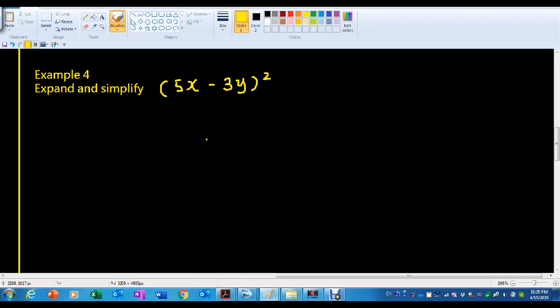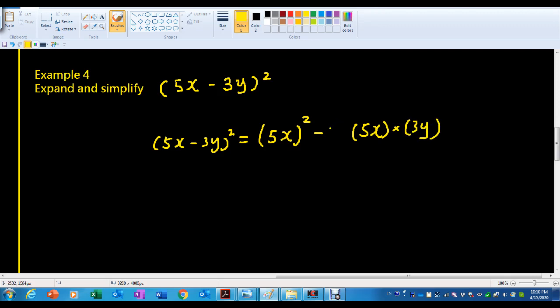Okay, so again, for this one, remember you need to square the first term, but there are two numbers in the first term, so you need to bracket them, square, minus, first term times second term, double them, and you plus 3y squared. So remember you need a bracket for the first term because there are two numbers. Also need a bracket for the second term.